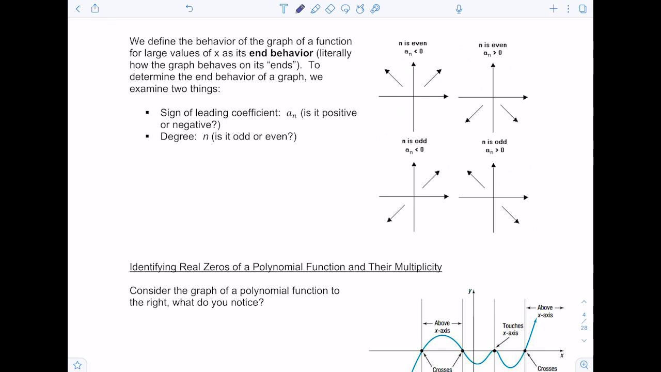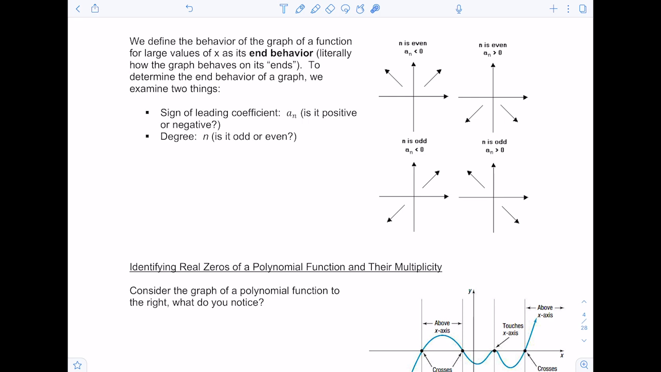Next, we're going to look at something that's really important that's going to be vital in understanding how to graph polynomial functions, and that's what's called end behavior. It's literally how the graph behaves on its ends. So to determine end behavior, we need to look at 2 things. We need to find the leading term, and from that leading term, we're going to look at the sign of the lead coefficient. Is it positive or negative? And the degree. All we have to ask ourselves is the degree, n, is it odd or is it even? So when the lead coefficient is positive, it's going to be facing up.